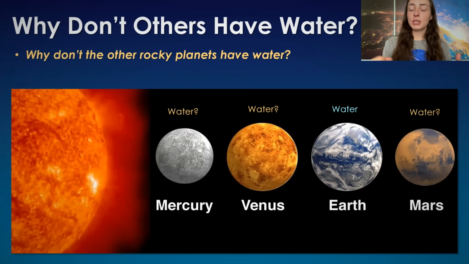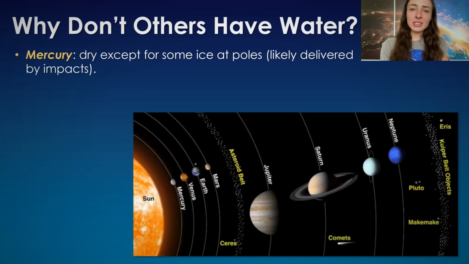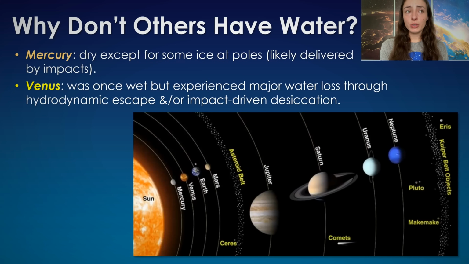But with all of this potential delivery of water to Earth and potential formation of water on Earth, why don't the other rocky planets around us have water? Well, this is a major misconception, because they do, or if they don't currently, or if they don't have that much currently, they did. Mercury is a little bit of an exception to this because it's so close to the sun, so it's relatively dry, except for some ice at the poles, which was likely delivered by impacts. Venus, on the other hand, is thought to have once been pretty wet, but underwent major water loss through hydrodynamic escape of that water and/or impact-driven desiccation.